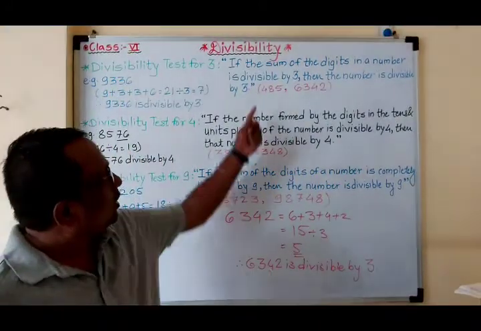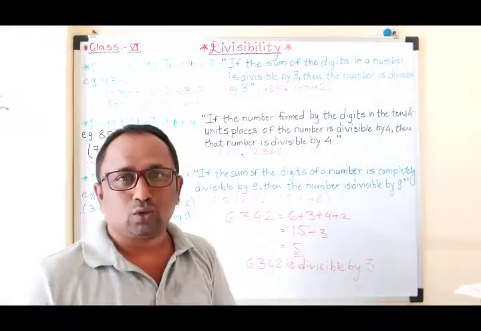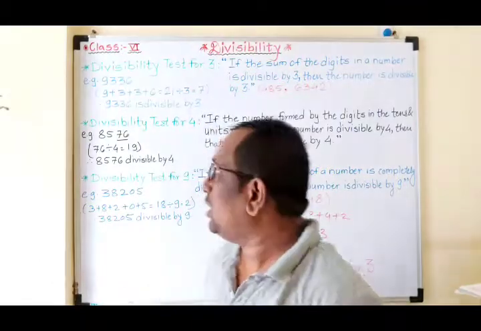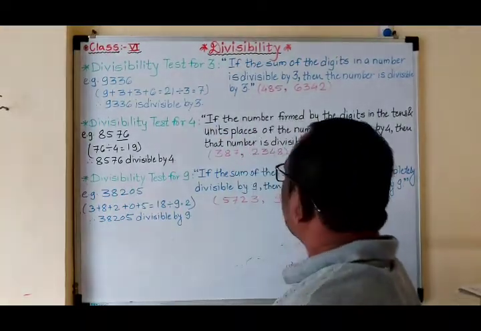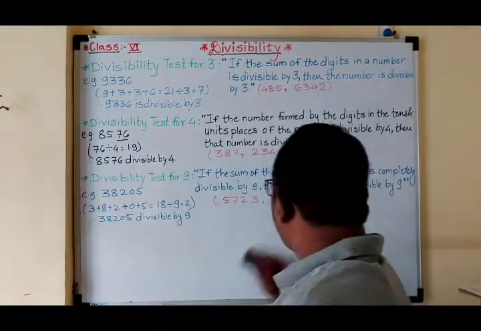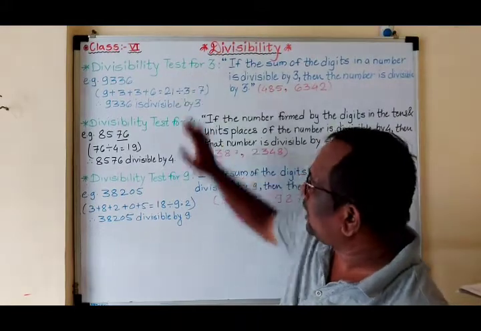Therefore, this 485 is not divisible by 3. This way you have to solve, student. Now we'll move to the next divisibility test, that is the divisibility test for 4. Now this is a little bit different from 3 and 9.